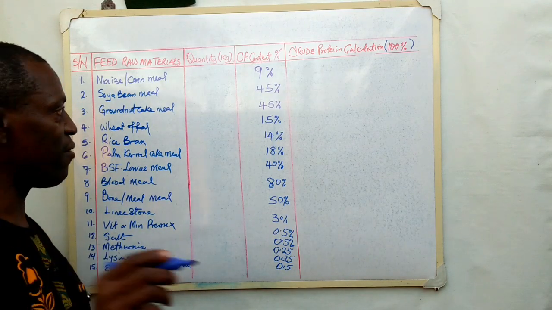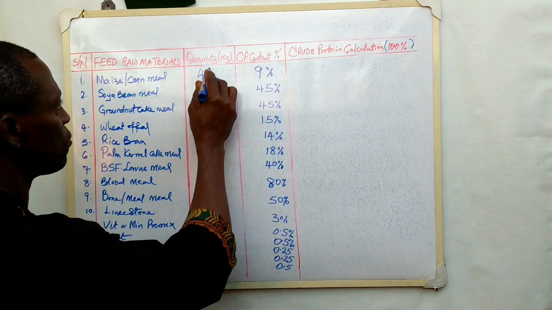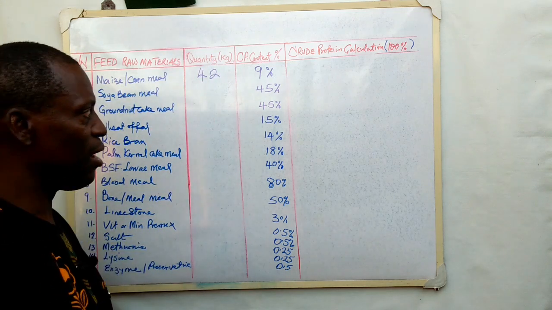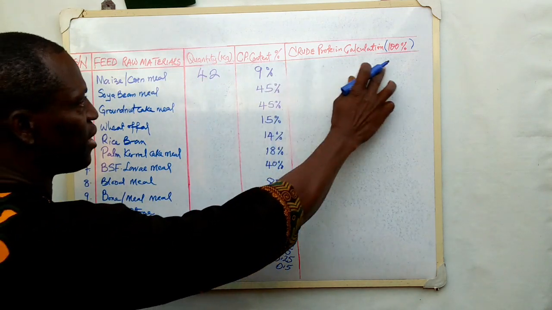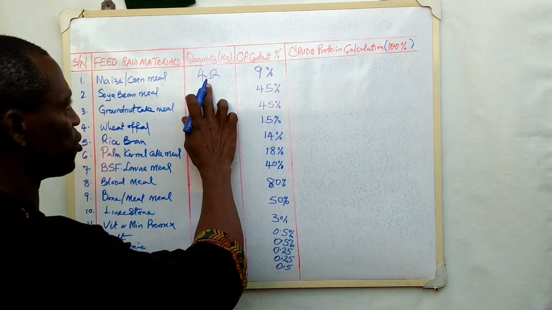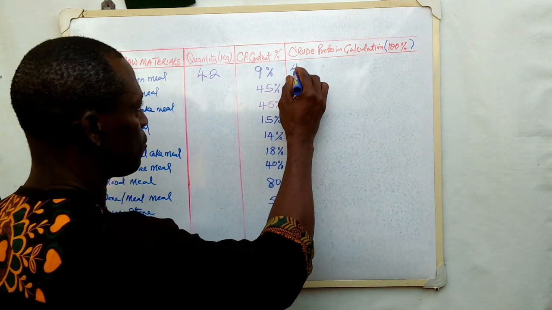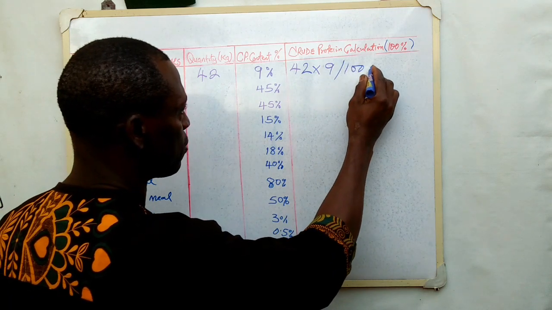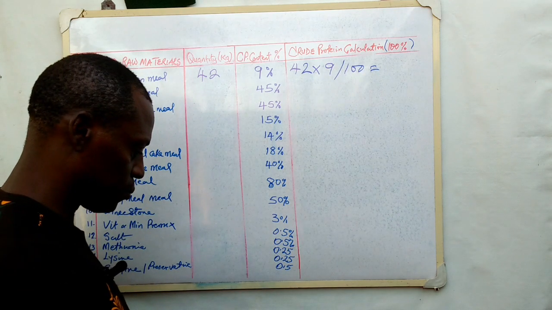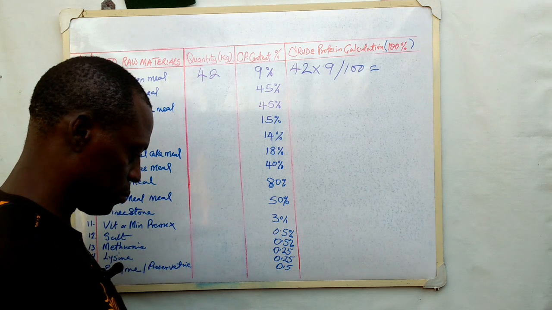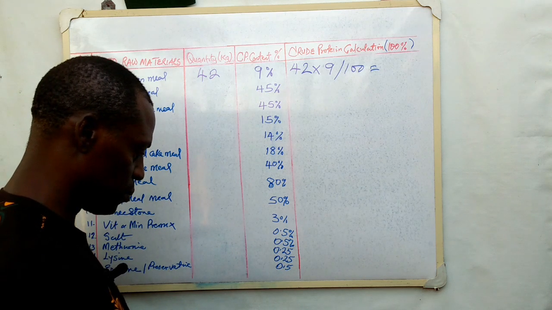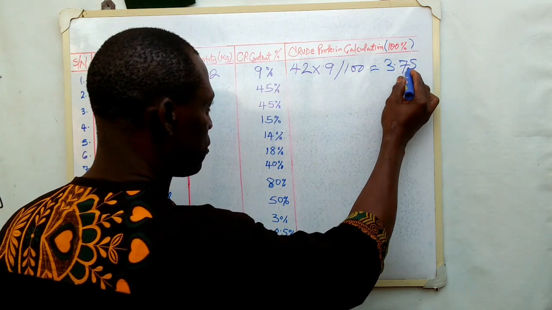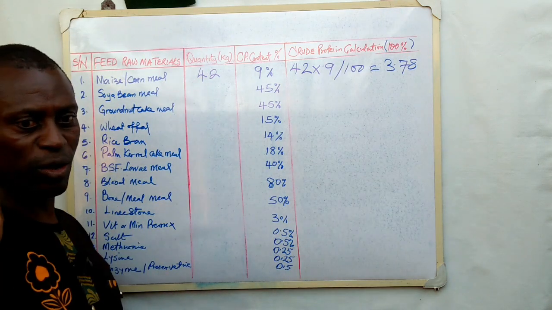Cornmeal here we have 42%. That is 42 kg. Now, for us to get the crude protein content, 42 times 9 divided by 100 equals 3.78. Next one is we are going for soya bean.